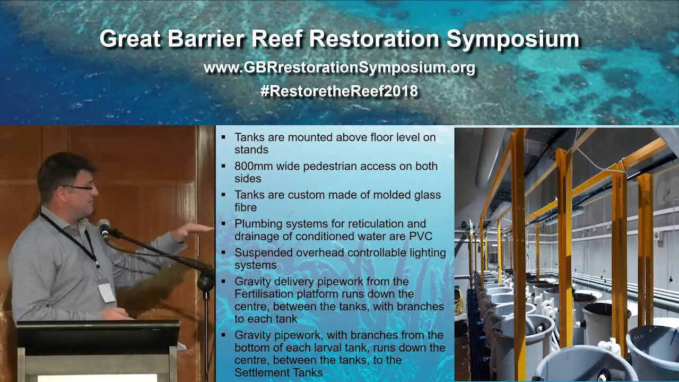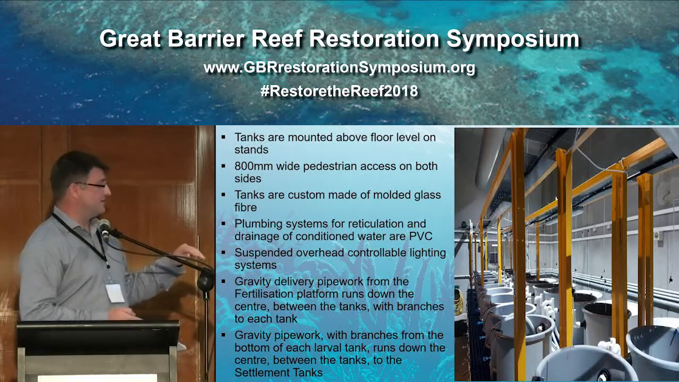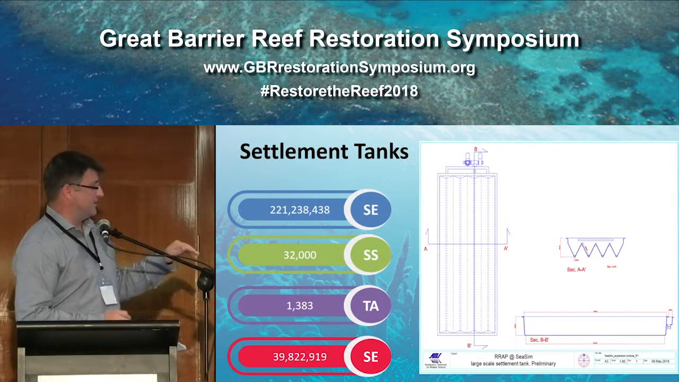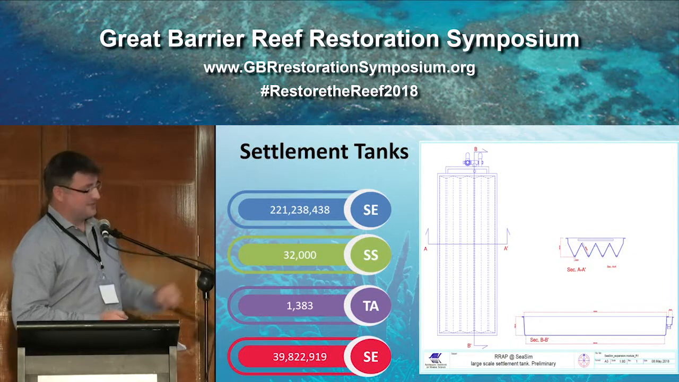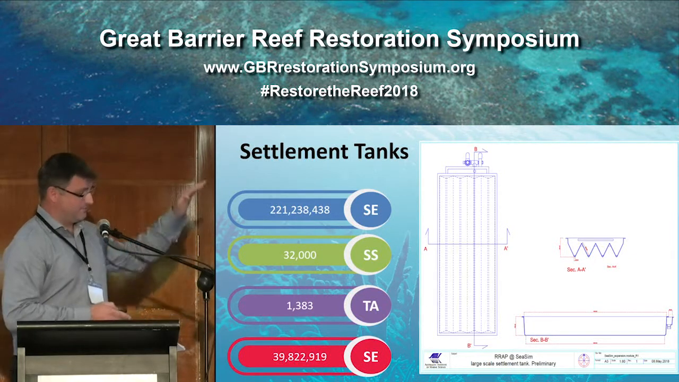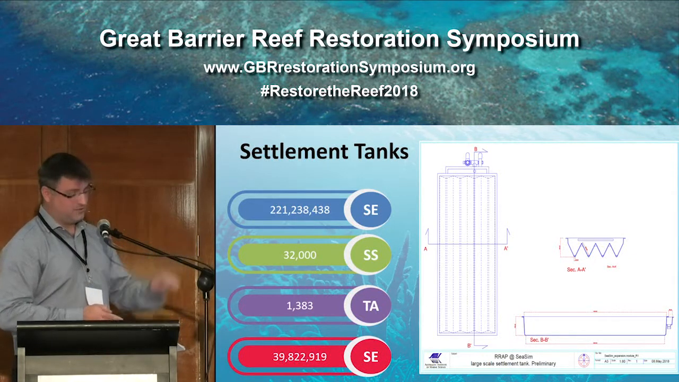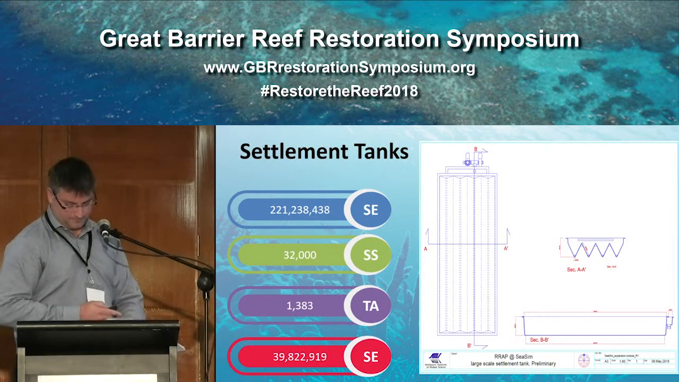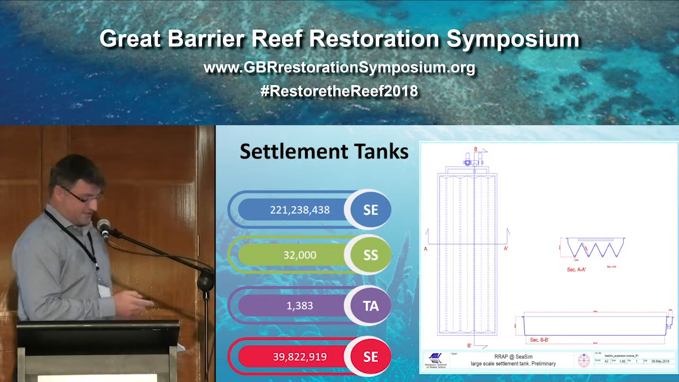The gravity delivery pipework from the fertilisation platform runs down the centre between the tanks, which branches to each tank, and same down to the settlement tanks from the larval. So from fertilisation to larval to settlement. And here's the settlement tank design.